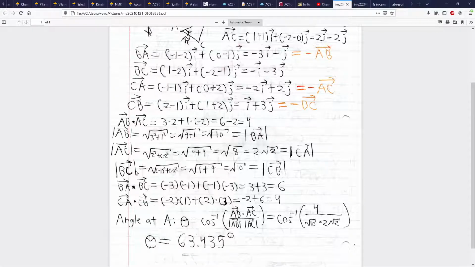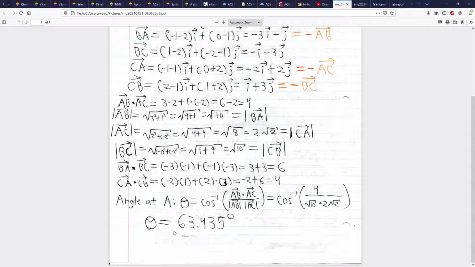And I show the work here for all of them, the magnitudes. The only good thing about magnitudes is that BC and CB's magnitudes will be the same, and the same with CA and AC, and AB and BA, because they're just negatives of each other, so they have the same components, just negative. The square of a negative is the same as the square of a positive number, so the absolute value is the same. That's the trick, and you eventually get the angle at A, which is 63.435 degrees.